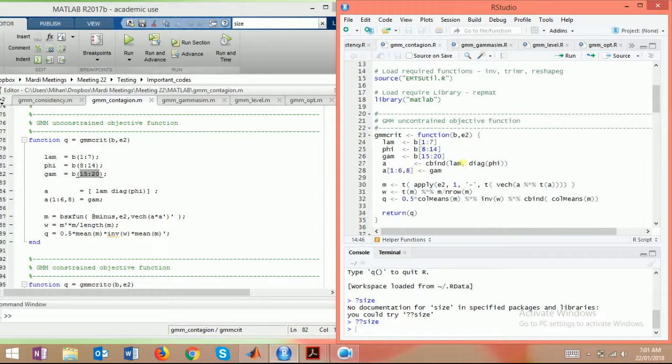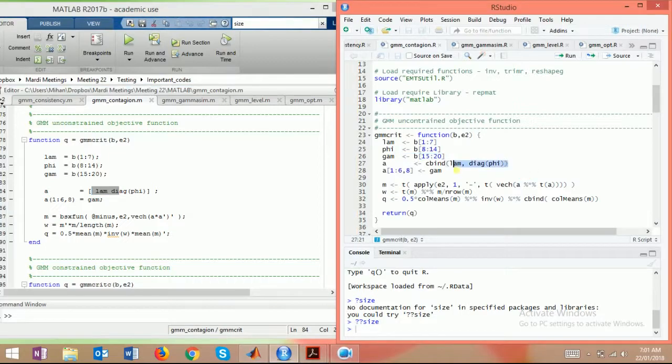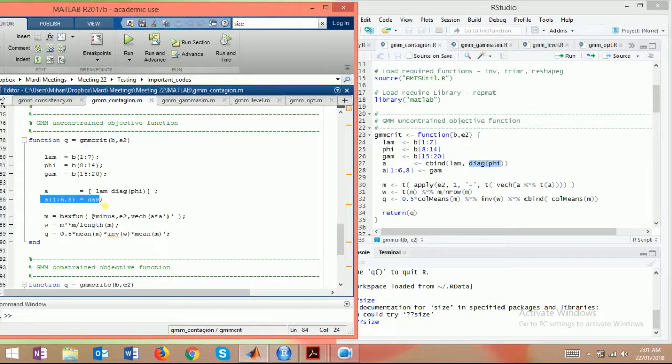We do that here too. Function GMM create VE2 lambda. We take the 5 gammas and column bind A. We are creating the cross product variance covariance matrix. Lambda and diagonal of phi, column bind lambda and diagonal of phi values. Just the diagonal of the phi elements. Diagonally, we are representing the phi elements.